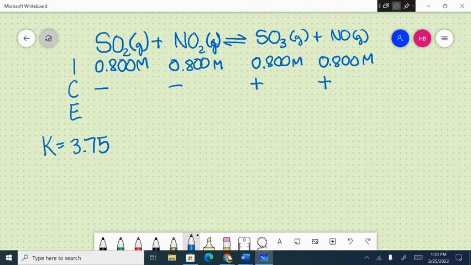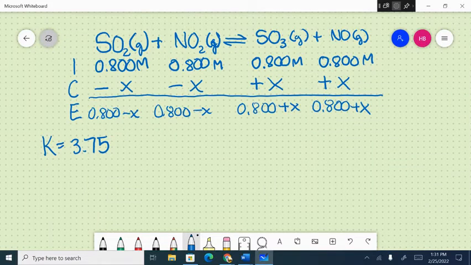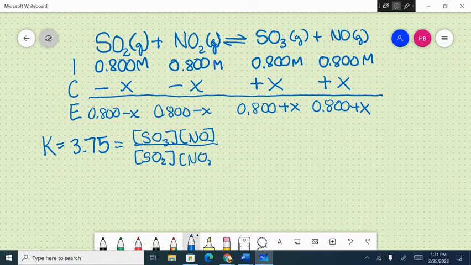So this is what you have to do if you're in a situation where you have both products and reactants to start with. You have to look to the K value to decide which one gets the plus and which one gets the minus. Again, no coefficients, so it's all just X. Okay, remind ourselves, K is the concentration of SO3 times the concentration of NO over the concentration of SO2 times the concentration of NO2. Now let's plug in.